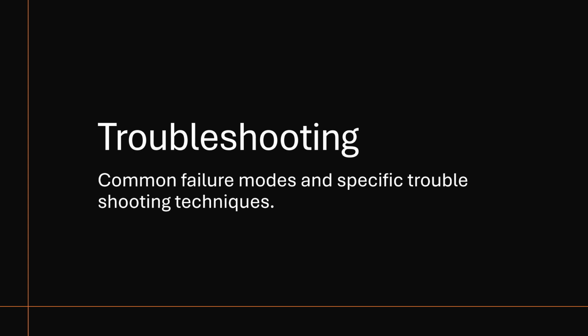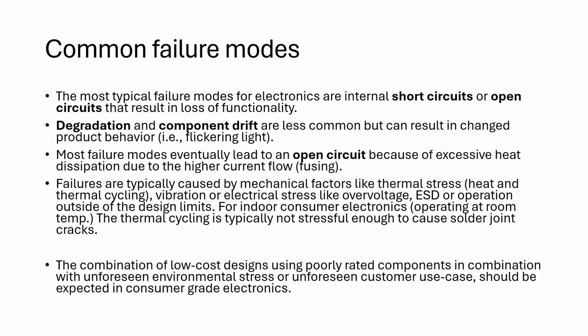So, troubleshooting and some common failure modes. Most of the time, the typical failure for electronics is an open circuit. Sometimes it's a short. We also see degradation and component drift, sometimes causing unexpected product behavior, like a flickering light. But eventually most failure modes lead to an open circuit because the excessive heat from the higher current flow fuses the component.